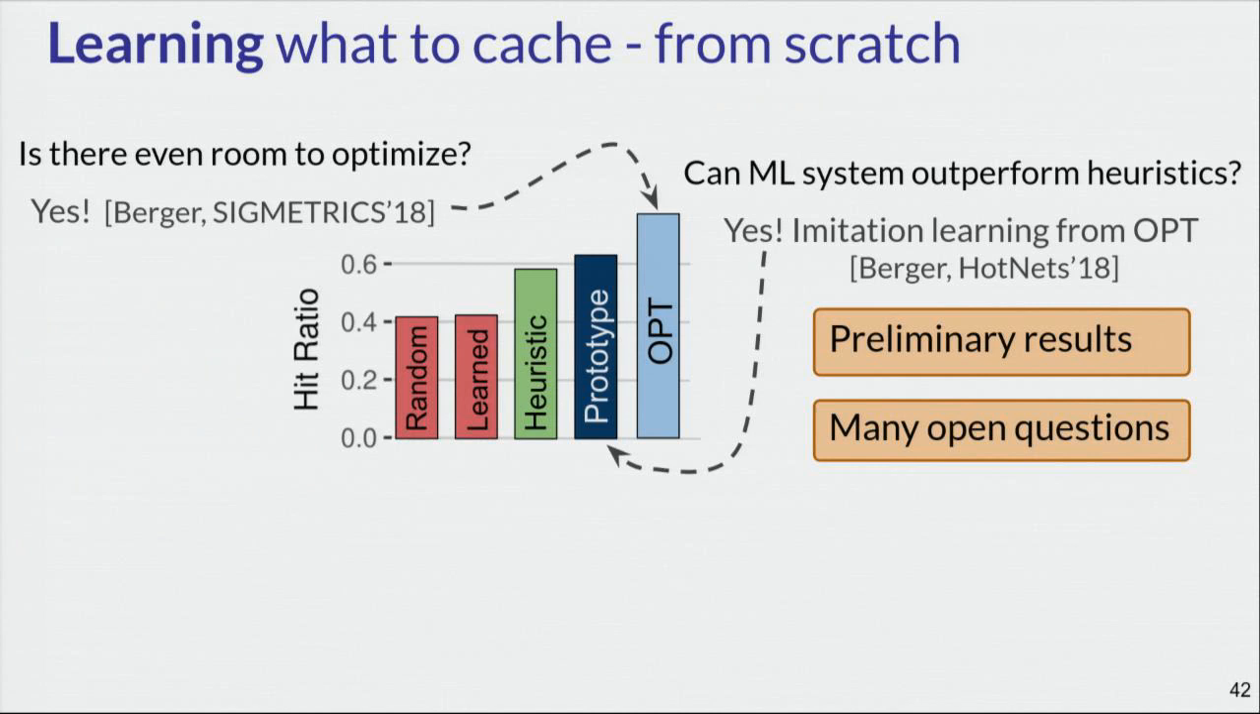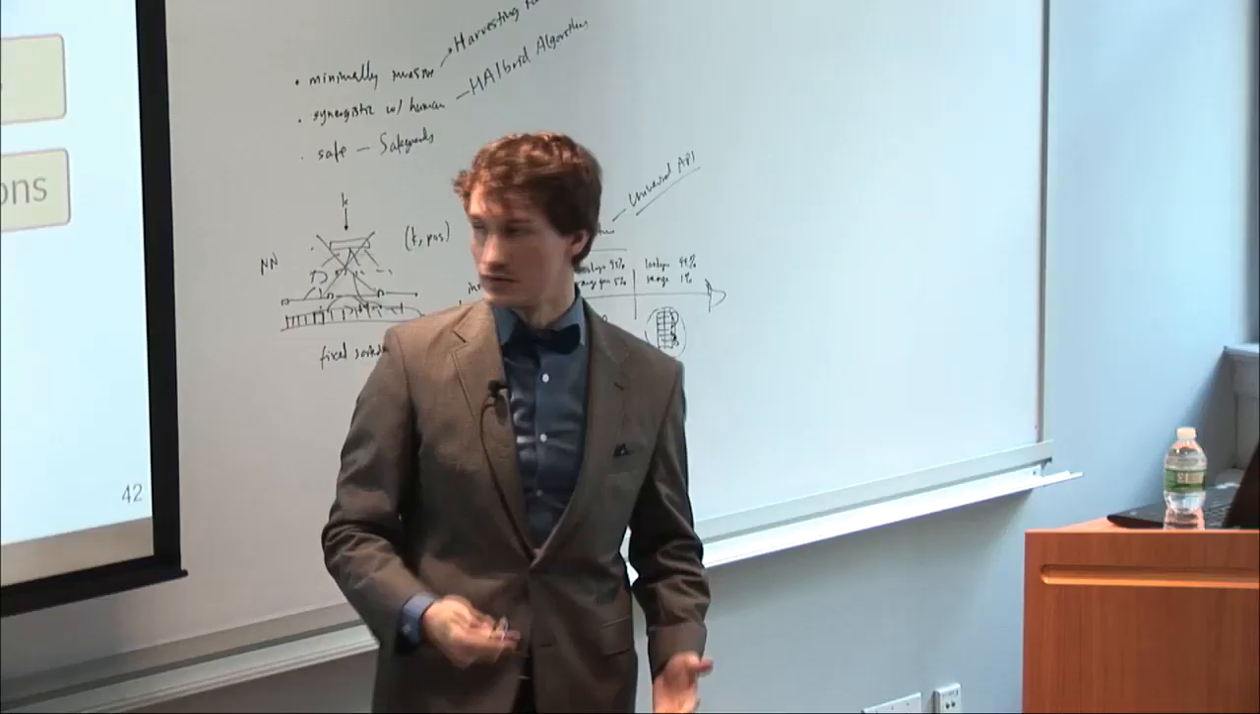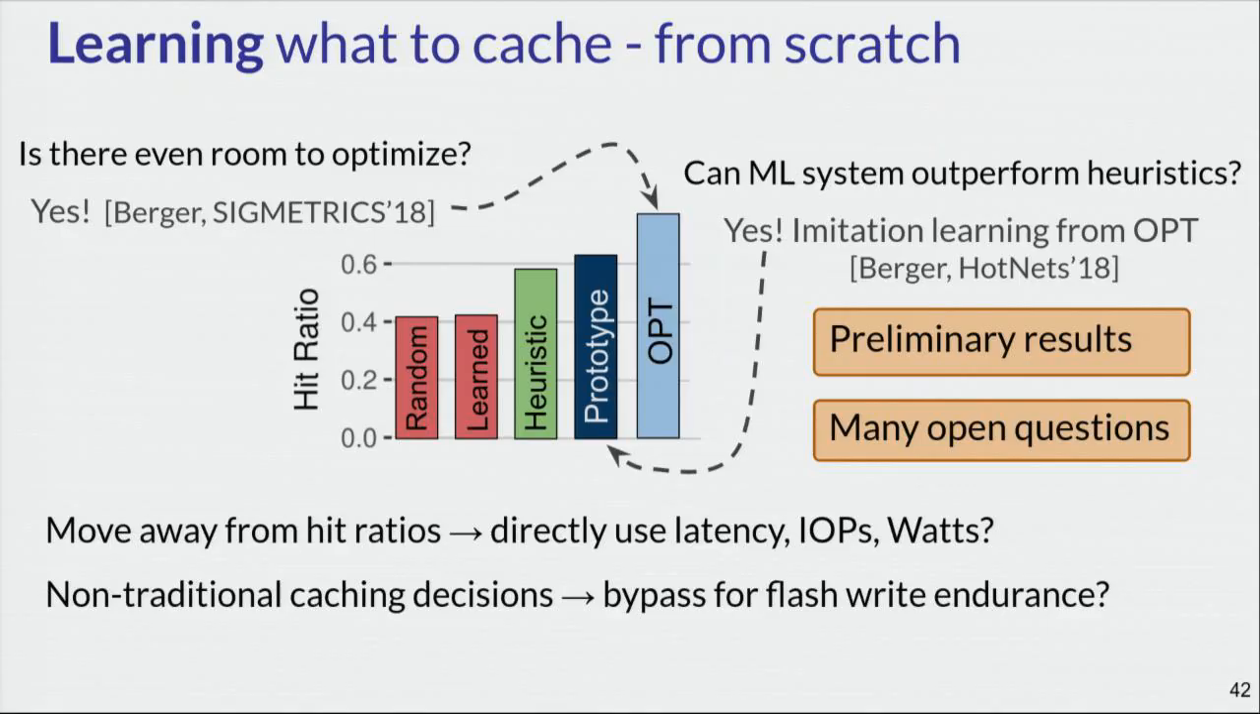For example, I've always argued about latency, not just hit ratio, but this is still about hit ratio. I would like to basically use these more systems-y performance goals, such as reducing the number of I/O operations, or even directly reducing the number of watts, the amount of energy that we're using. And there are many non-traditional caching decisions where we can use all of that much more non-invasively.